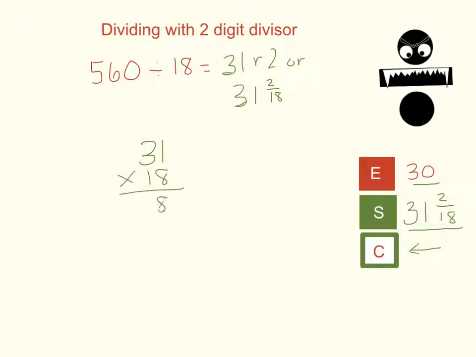8 times 1 is 8. 8 times 3 is 24. Moving on to the 10 over here. 10 times 1 is 10. 10 times 3 is 30. We're going to add this up. We're going to get 558. Now it doesn't add up to our original number, but don't forget we had a remainder. So add that remainder in, and you're going to get 560.